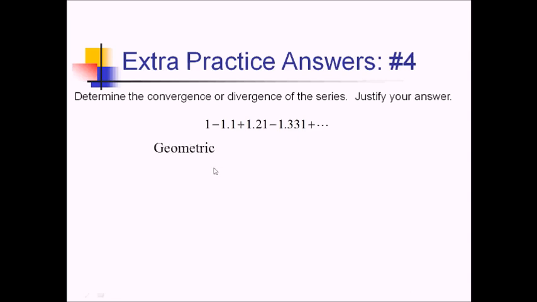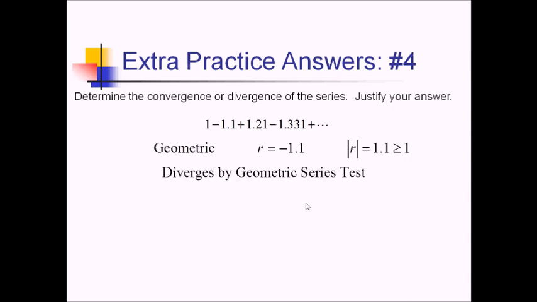So this is actually a geometric series with an r value of negative 1.1. So I'm just going to use the geometric series test. I see that the absolute value of the common ratio is 1.1. Since that's greater than or equal to 1, this just fails to converge, diverges by the geometric series test.